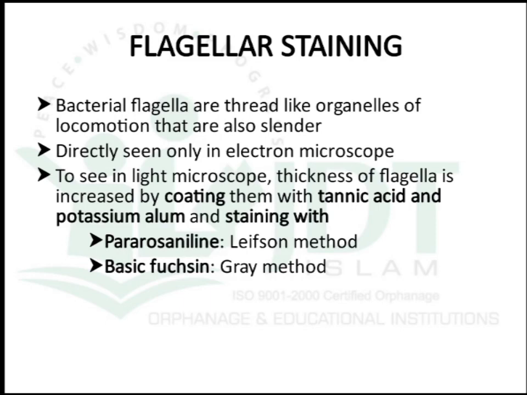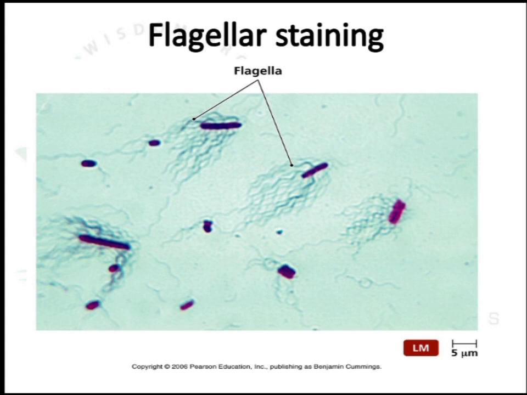Now the next staining is flagellar staining. Bacterial flagella are thread-like organelles of locomotion that are also slender, which can be directly seen only in electron microscope. To see in light microscope, the thickness of flagella is increased by coating with tannic acid and potassium alum, and then stained with pararosaniline in case of Leifson method and basic fuchsin in case of Gray method, so that we will get an observation like this. The flagella will be stained.